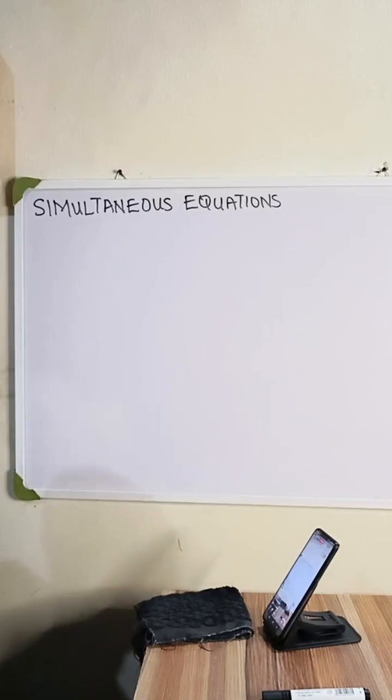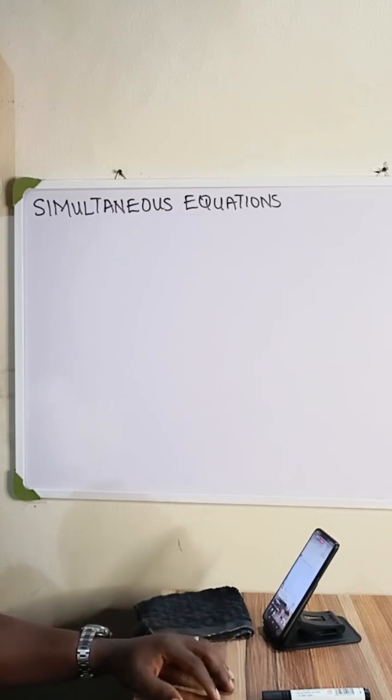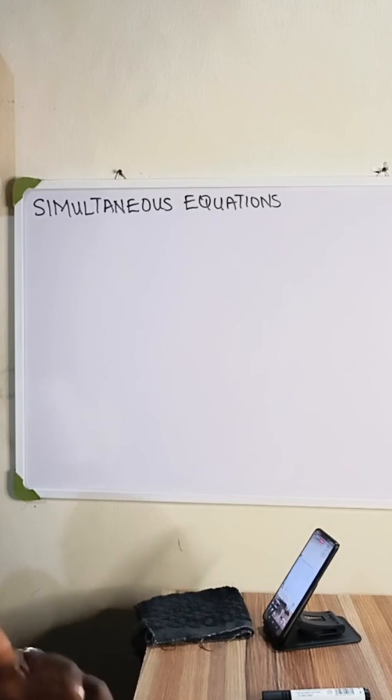So today's class is about simultaneous equations, and we are looking at the second method of solving simultaneous equations. In our first class, we looked at the first method of solving simultaneous equations, which is the substitution method.